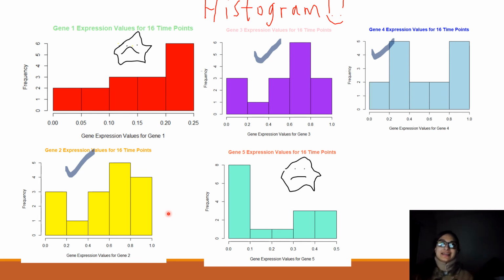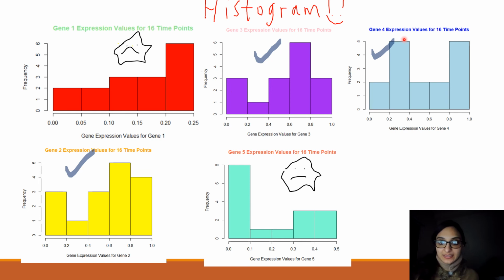So the key idea is we want to bin these things into bins, maybe using equal width or equal density, and we're binning each gene based on its own values. And we're seeing how its behavior changes across the 16 time points, and whether there are similarities in the changes between these genes.